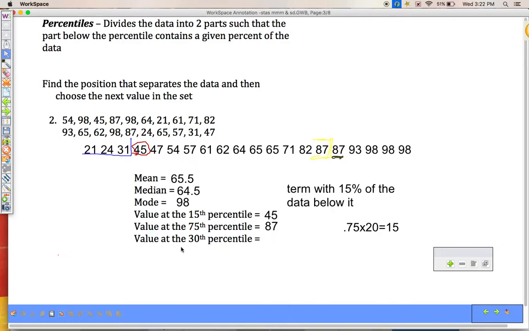All right, take a couple seconds. Pause it if you need to. Find me the term in the 30th percentile, the value at the 30th percentile. What term has 30% of the data below it? Pause it if you need to.